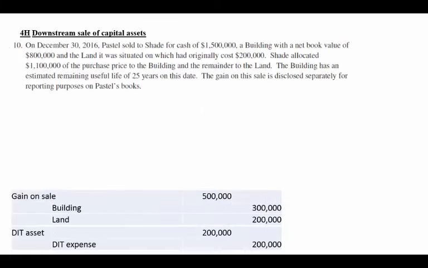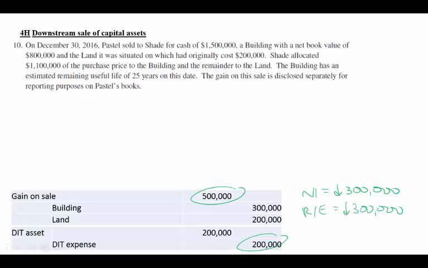Our final transaction, looking at the downstream sale of the capital asset, look at our net income impact. We can see the gain offset by the DIT expense. So eliminating the gain net of tax decreases our net income by $300,000. And at the end of the current year, there are no other adjustments to impact retained earnings, so the same impact on retained earnings, a decrease of $300,000.